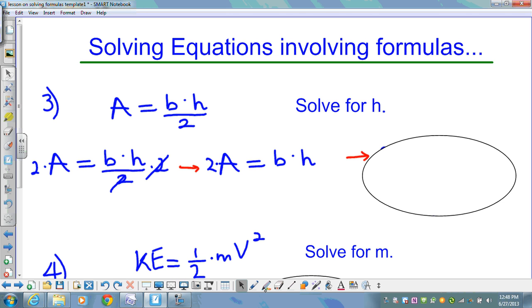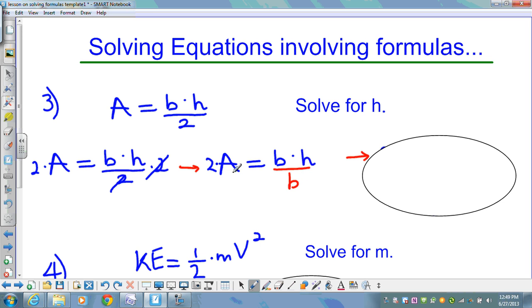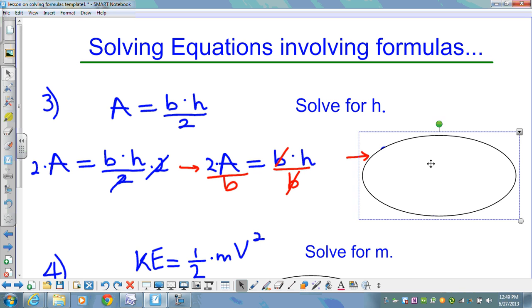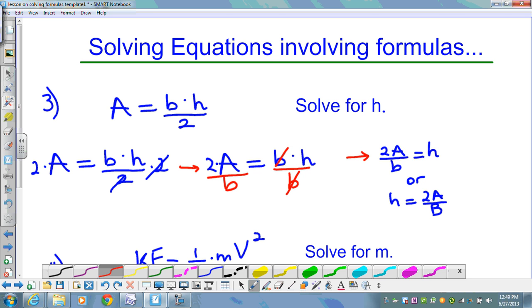We're trying to solve for H. So any thoughts on what we should be doing next? If you said divide both sides by B, you are correct because we're trying to isolate H by itself. So we're going to divide both sides by B. And the answer is, after you cancel the B factors on the right-hand side, H equals 2A over B. And you can, of course, rewrite that as H on this side equals 2A over B on the other side, which is typically how you would leave your answers.